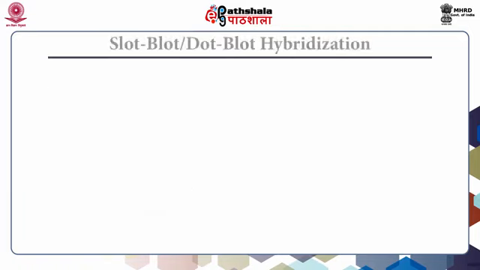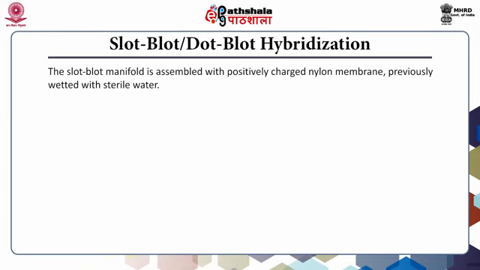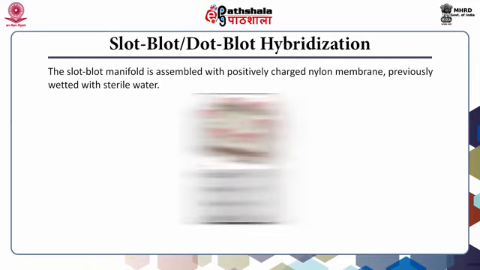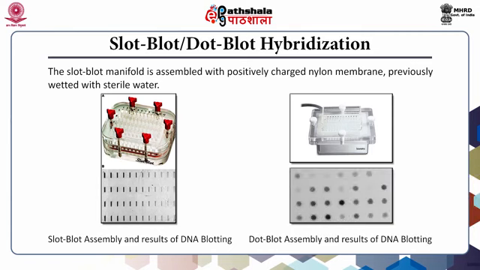There are terms like slot blot or dot blot hybridization. Slot blot or dot blot assembly is a convenient way of transferring DNA or RNA, or just directly applying the plant sap to the membrane. These are the apparatus which are used in the dot blot and slot blot, and images showing how it looks on the membrane after DNA has been transferred.